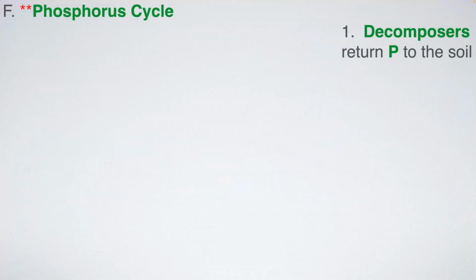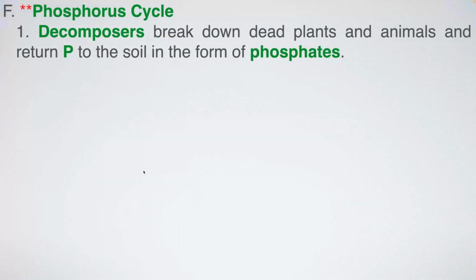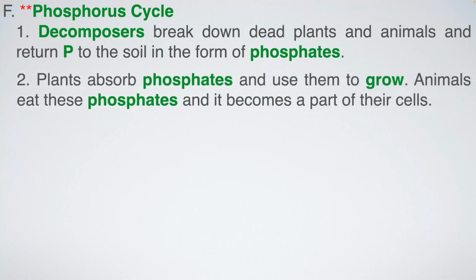All right, our last cycle, the phosphorus cycle. So this is also another weird one. Decomposers break down dead plants and animals, and they return that phosphorus to the soil in the form of phosphates. Phosphates are things, again, chemically, that you really don't need to know the chemical formula or what it means. Just know that that's the stuff that decomposers turn phosphorus into. These decomposers really do play a pretty important role in food webs and in all of this, because plants can then absorb those phosphates and use them to grow.